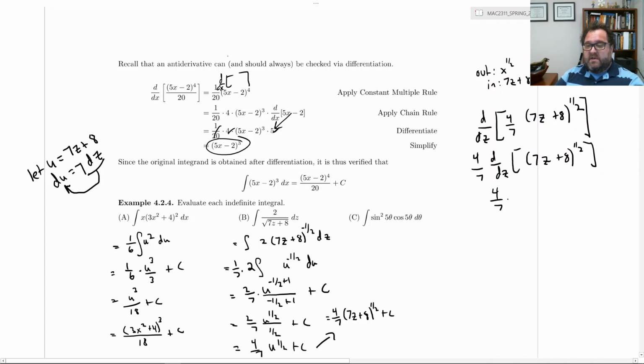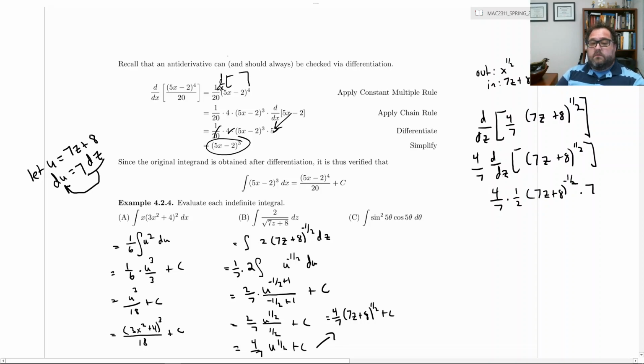We have the 4 over 7 out front times, okay, according to the power rule, the derivative of x to the 1/2 power is 1/2 times something raised to the negative 1/2 power, where we immediately evaluate at the inside function, 7z + 8. And then we multiply by the derivative of the inside function, 7.